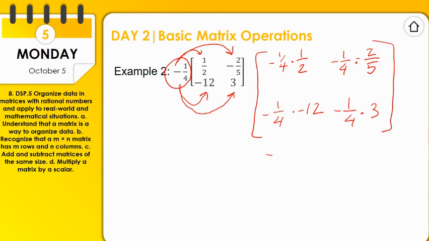Negative times a positive is negative. 1 times 1 is 1. 4 times 2 is 8. So I have -1/8. Negative times a negative is positive. 2 and 4 simplify. I'm left with 2 and 1. 1 times 1 is 1. 5 times 2 is 10.